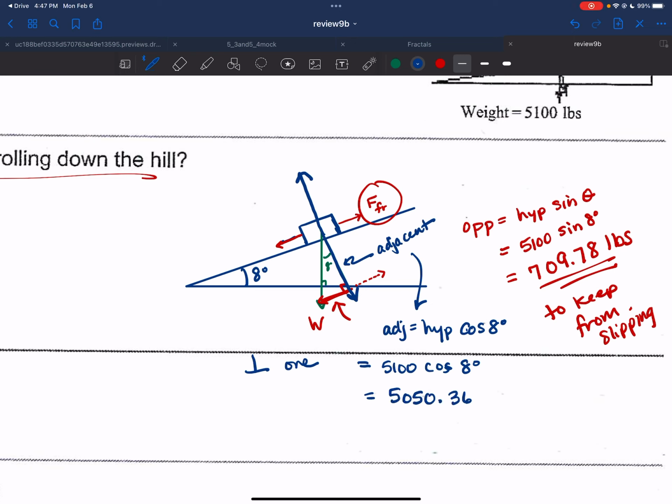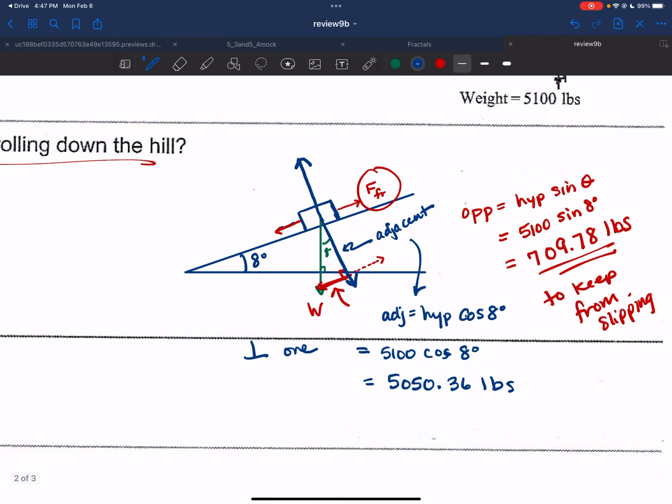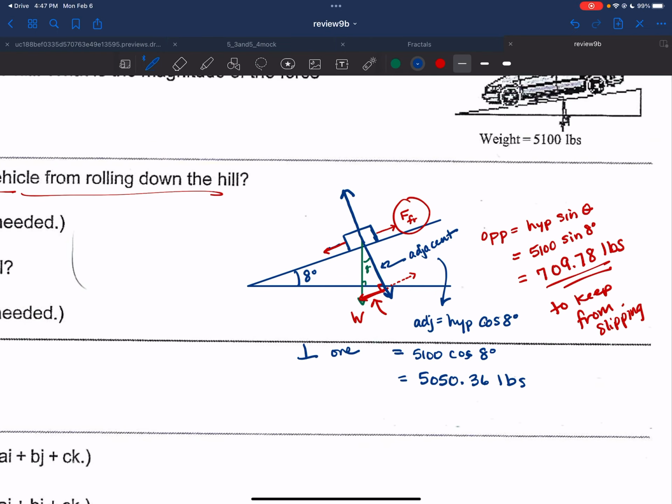5050.36 pounds. For those of you who have taken physics, you're used to forces in newtons. Pounds is your force in English, and so that means that the mass in English is actually called slugs. I know it's not very attractive, so that's why we just talk about forces with pounds. All right, so that's number 6.